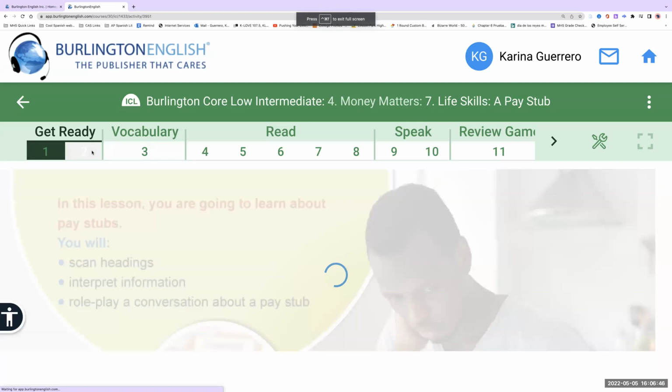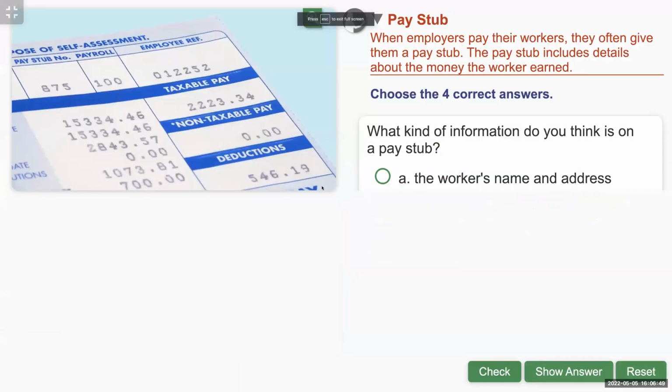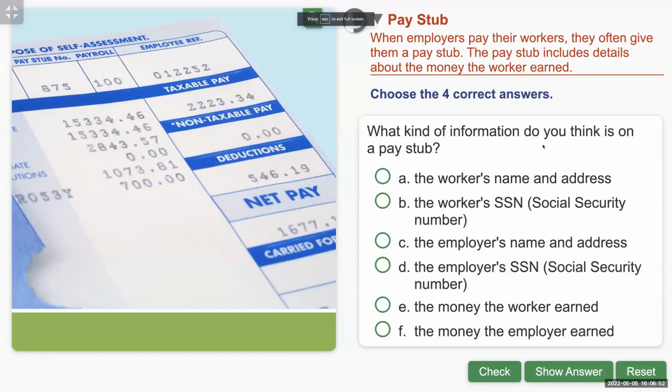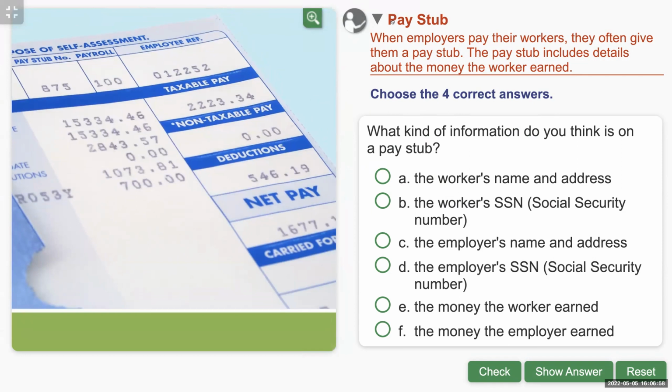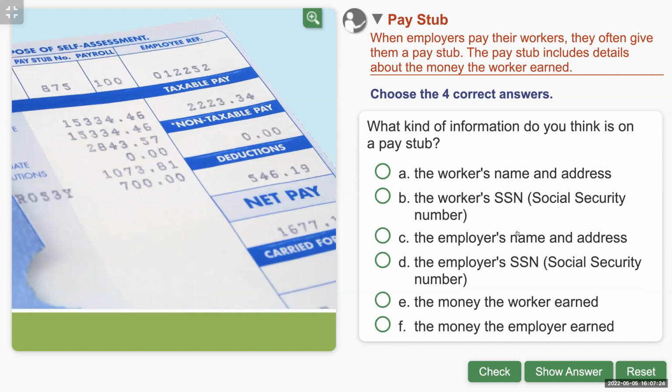So looking at number 2, we have this information here. I want you to think, those of you who have a job, if you know what a pay stub is. It's when employers pay their workers. Maybe some employers might pay cash, but often they have payroll and the payroll does a check. So here, the pay stub includes details about the money the worker earned. Looking at this information here, tell me what information do you think is on the pay stub?